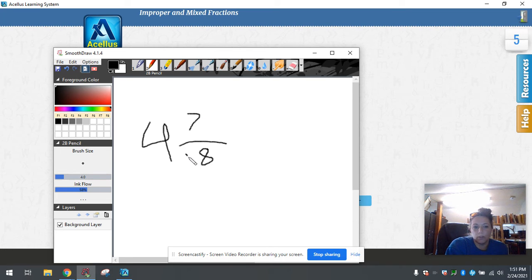Answer. You multiply the denominator by the whole number, and then you add the numerator to that product. Your denominator does not change for this improper fraction. We're moving from a mixed number to the equivalent improper fraction, okay? 8 times 4 is 32, plus 7 would be 39. So 4 7/8 is equal to 39/8.